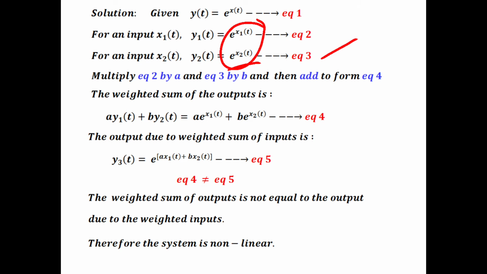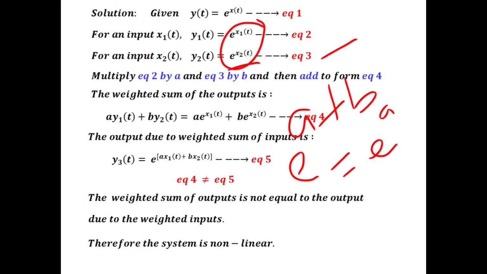So e power x of t, that x of t will be replaced as a x1 of t plus b x2 of t. So this is equation 5. As we know, this is individually a e power x1 of t plus b e power x2 of t. But here it is e power a x1 of t plus b x2 of t. So we know that e power a plus b is equal to e power a into e power b.